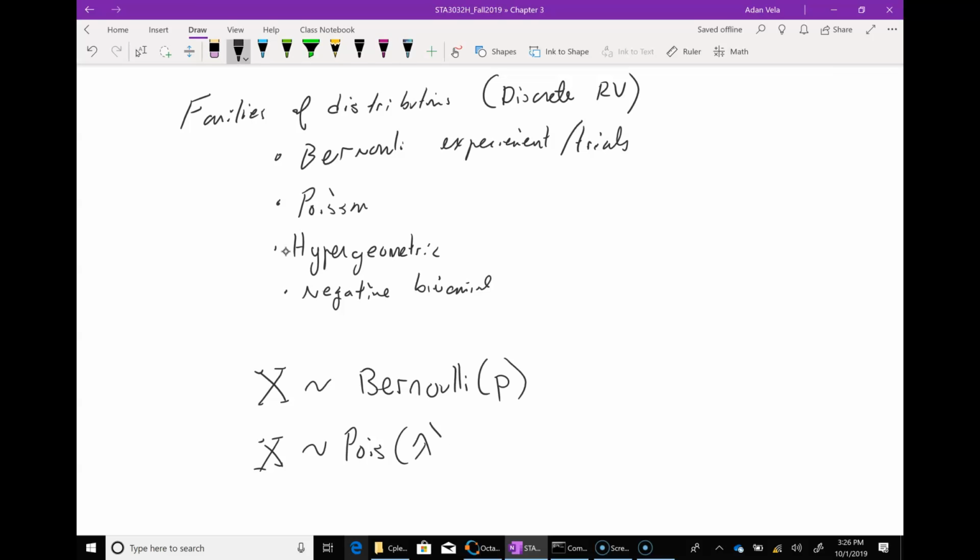And Poissons get parameterized usually by a lambda. Alternatively, I think the book uses Poisson mu, but same idea. Okay. Lambda is usually used as an arrival rate when we're doing queuing theory. So how many phone calls or how many customers do we process or get per unit time? Well, mu is usually considered a service rate.